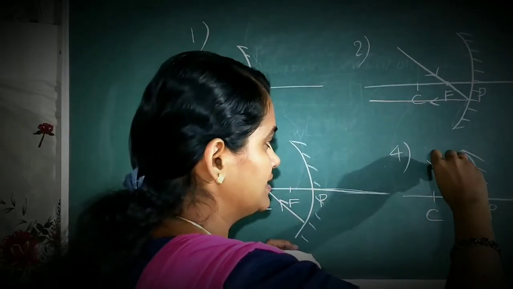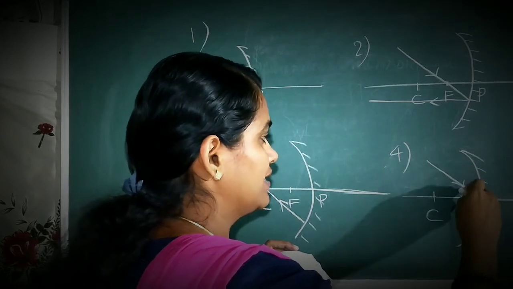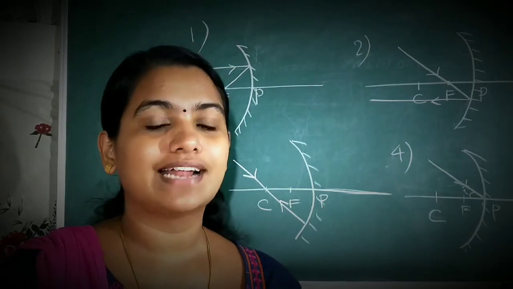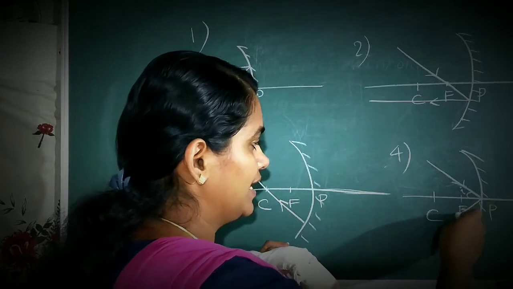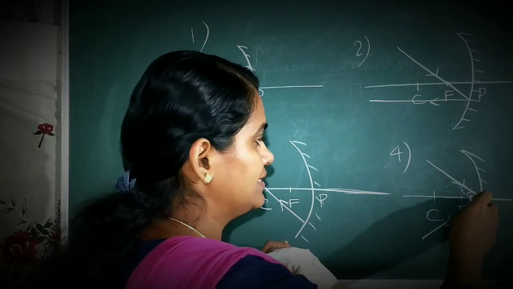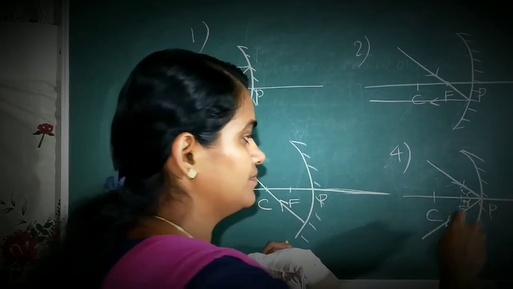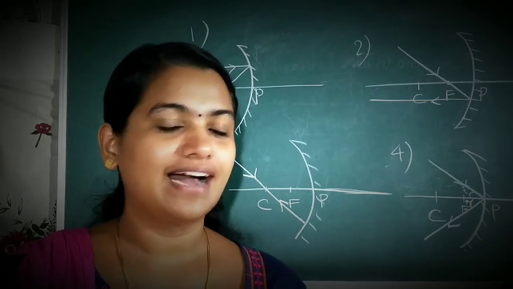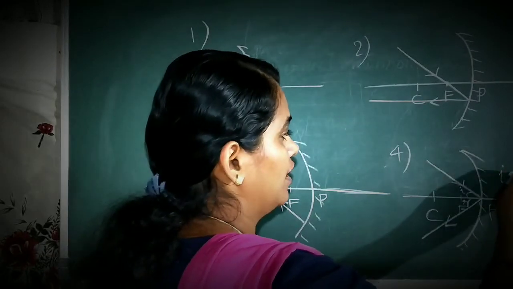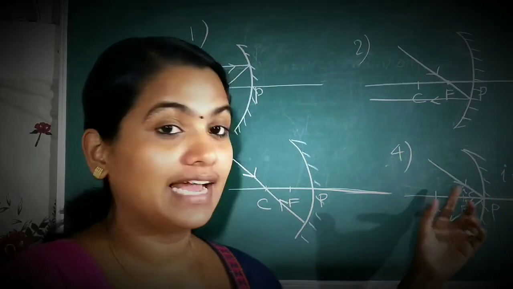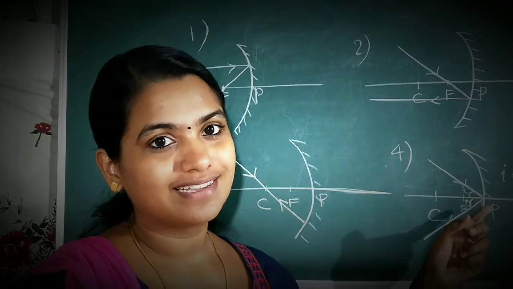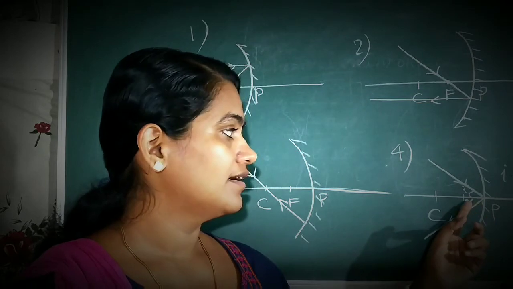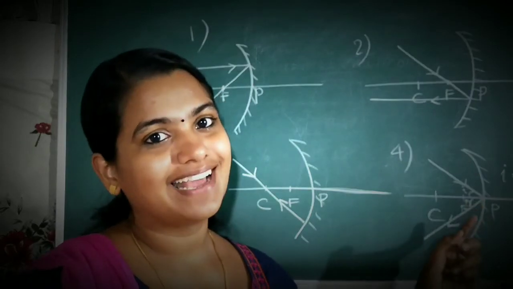Suppose the light ray is coming and incident like this at an angle I. Then in this case, the reflected light ray will follow the path like this at the same angle. That is, the incident angle and the reflected angle will be the same. I will be equal to R. That is, if the light ray is incident on the ball at an angle I, then the reflected ray will also have an angle equal to the incident angle.